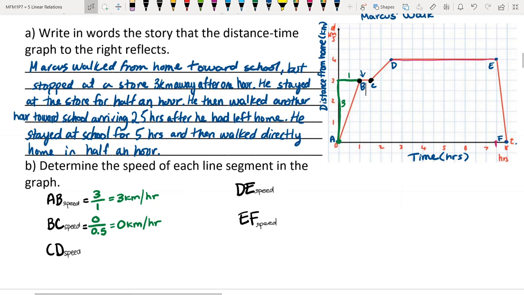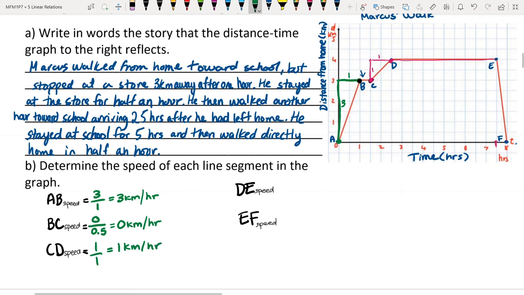All right, so CD, you can go from C to D. We draw a right angle triangle, and we get a rise of 1 and a run of 1. Distance change is 1, time change is 1, distance over time, and so we get 1 over 1, which equals, oh, didn't have an equal sign in there, 1 over 1, 1 kilometer per hour.